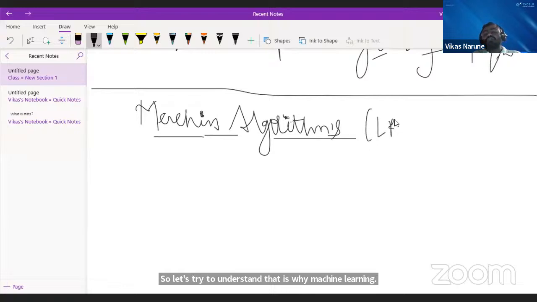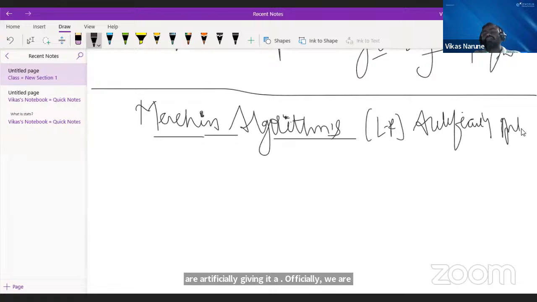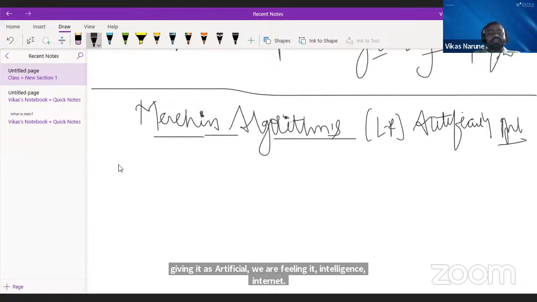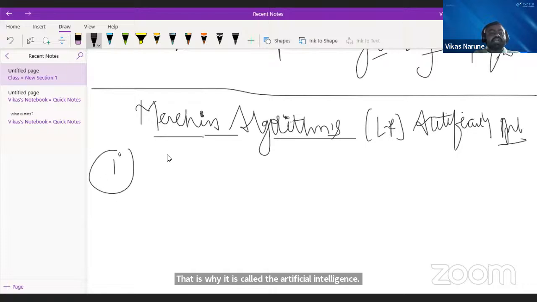Logical reasoning is missing, guys. That is why we are artificially giving it intelligence, right? Artificially, we are feeding it intelligence. That is why it is called artificial intelligence. The inborn intelligence is missing, guys. Let's try to understand the criteria now. I will not waste your time. I want to give you the criteria first because we have to start the discussion on artificial neural networks.